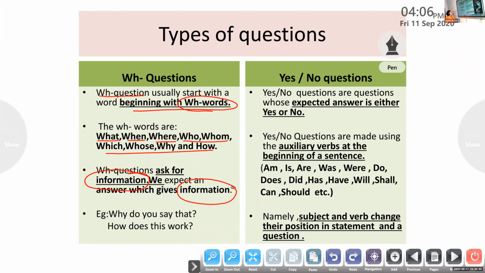Am I clear? You can see the WH words I have used in the examples. Why do you say that?